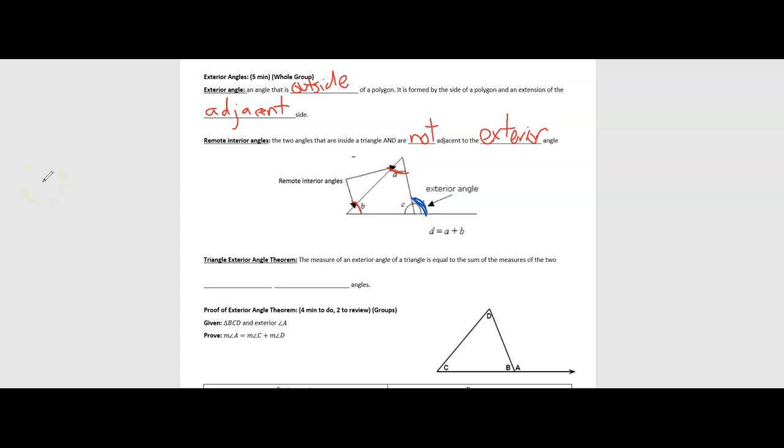And this diagram has an equation that goes along with it, a relationship between the remote interior angles and the exterior angle. You can see it right here. It says D is equal to A plus B. If you can't see D, it's because I drew over it with the blue marker. So the triangle exterior angle theorem: the measure of an exterior angle of a triangle is equal to the sum of the measures of the two remote interior angles.